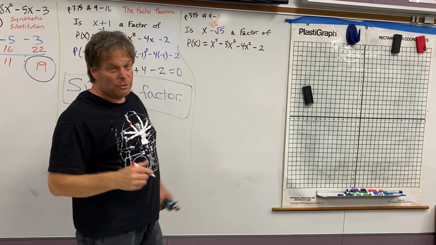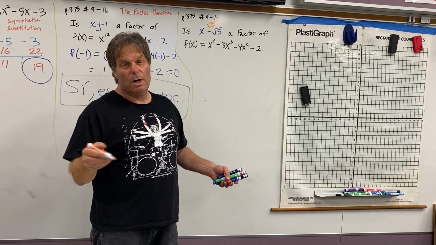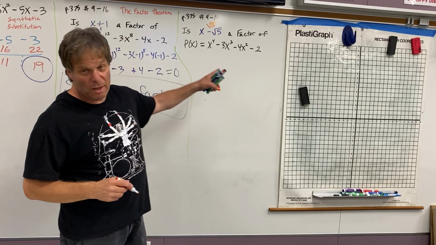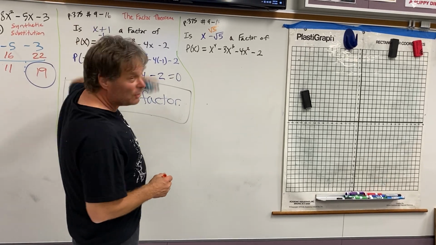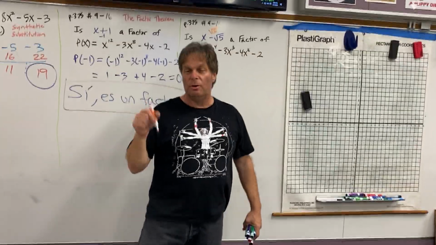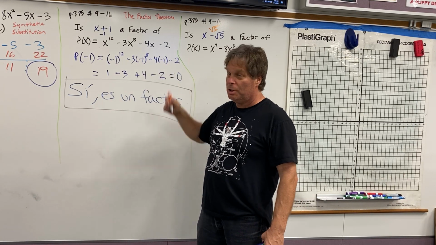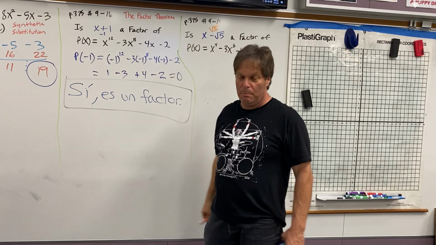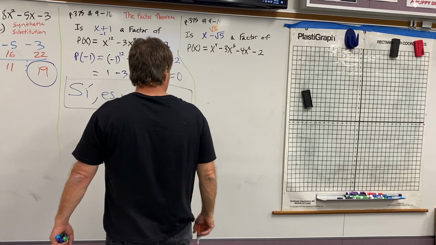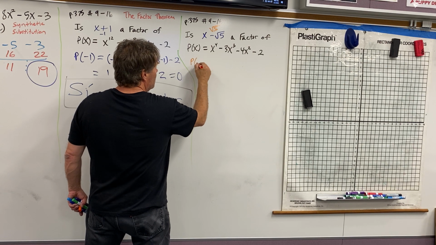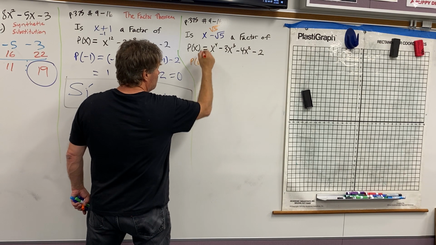So I can either do root 5 and do synthetic division, but again, that's not what this was telling us. In problems 9 through 16, they're not telling you to do it by synthetic division. They're telling you to do it by plugging it in. That's how they want you to do it. That's what the factor theorem means. You're doing it by plugging them in. Okay, so I'm going to say, what is p of root 5, right? I'm just plugging it in.